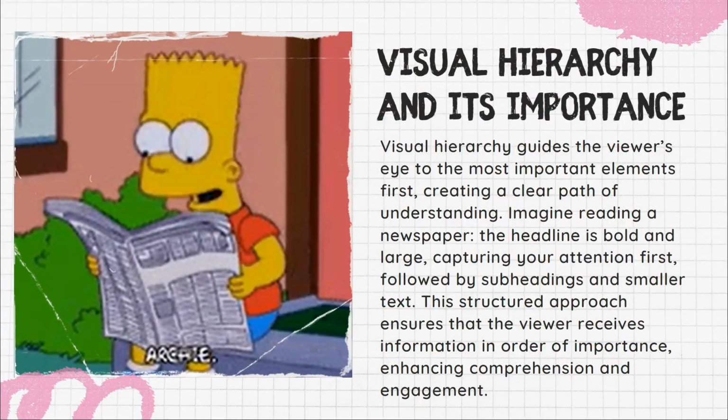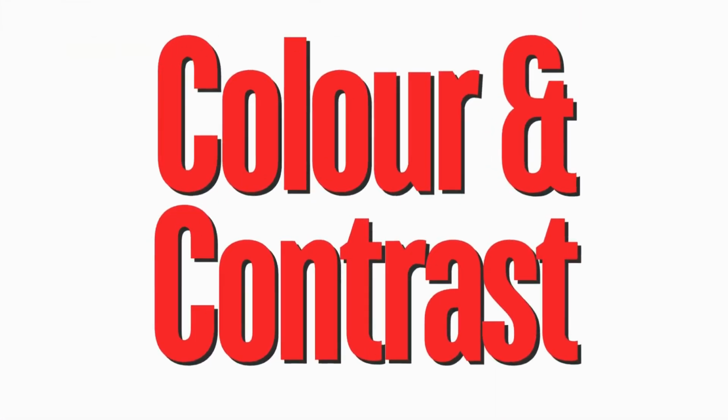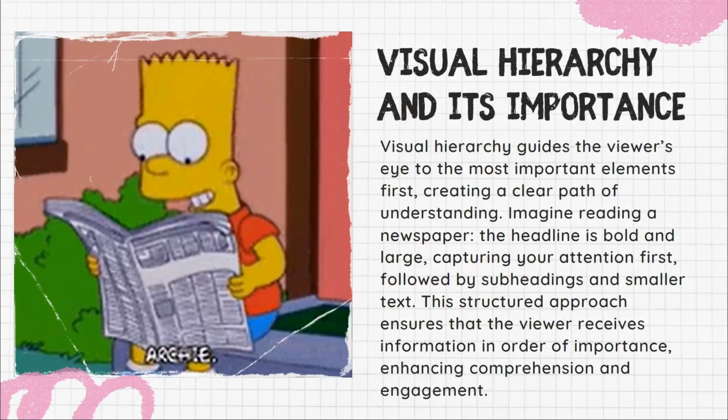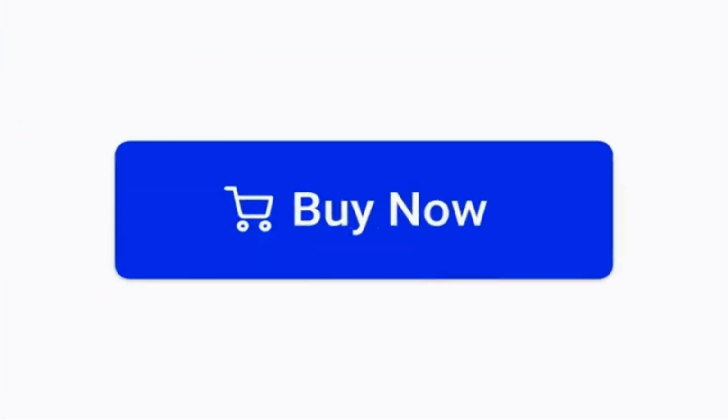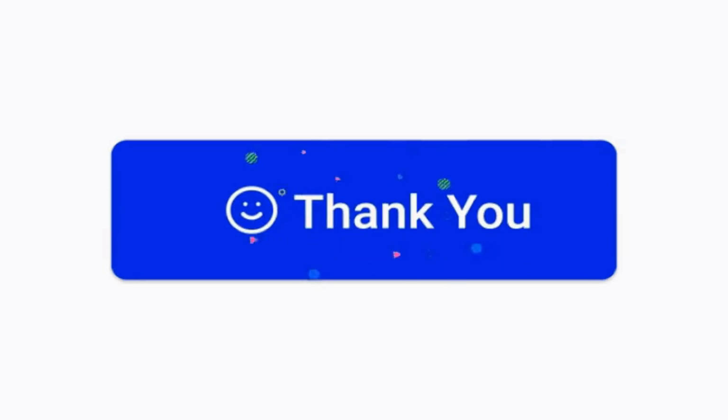Next up is color and contrast. Bright, bold colors catch the eye, while more subdued colors fade into the background. So think about a buy now button on an e-commerce site like Amazon. It's often brightly colored, like red or green, against a neutral background. So it stands out immediately, encouraging users to take action.